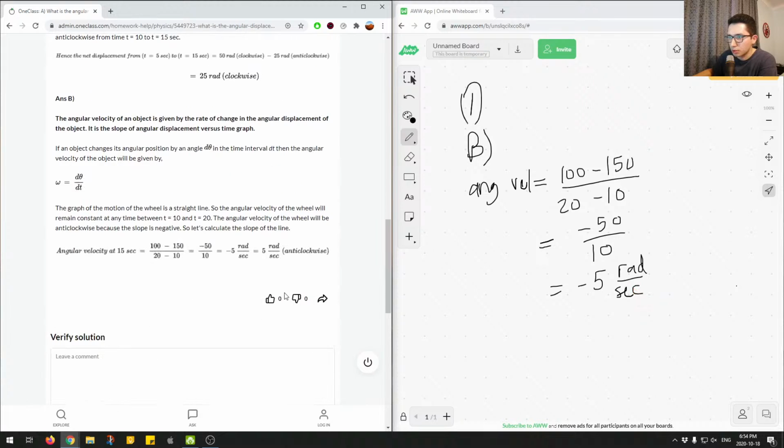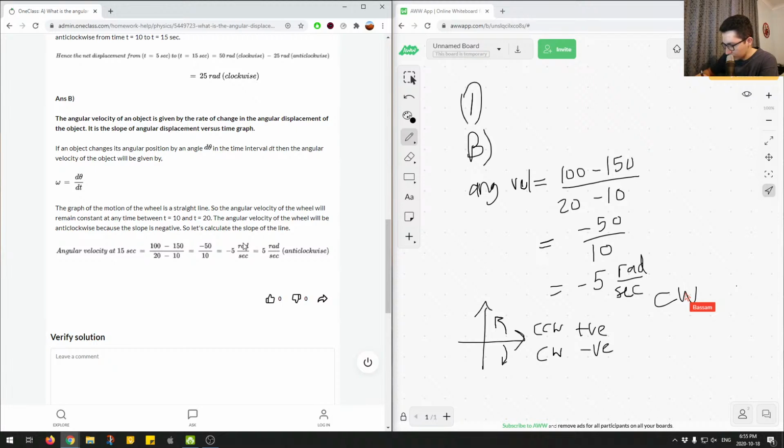So let's scroll down over here. For the angular velocity at 15 seconds, they do a similar calculation and end up with negative 5, and then they give the anti-clockwise direction for a negative. This is kind of switched around, so this should be anti-clockwise and this should be clockwise, because as we said, for a coordinate system the counterclockwise direction is positive and the clockwise direction is negative. So here we would say clockwise.